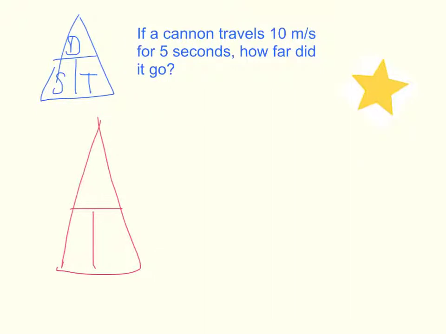Last problem. It says if a cannon travels at 10 meters per second for 5 seconds, I'm going to change my color here, how far did it go? So I don't know the distance this time. It's talking about how far. So I'm going over to my formula. I do not know the distance. But I do know that it's going 10 meters per second. Yeah, that's an m/s, sorry. And I do know that it took 5 seconds. How far did it go?